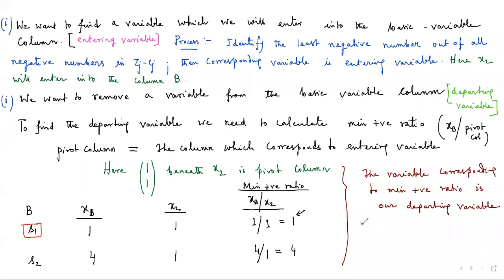And the row containing the departing variable is the pivot row. Just like pivot column contains the entering variable, pivot row contains the departing variable.